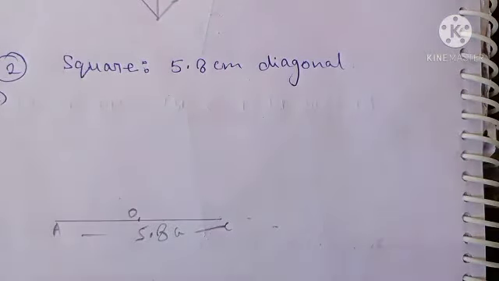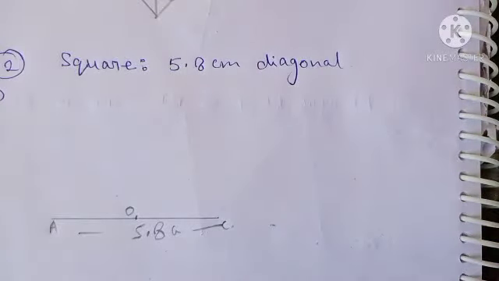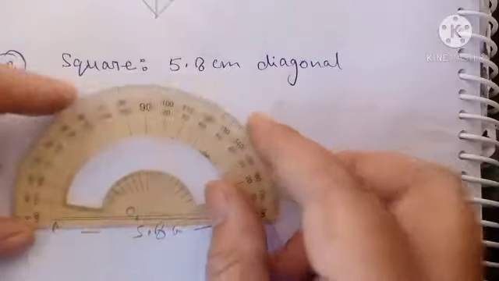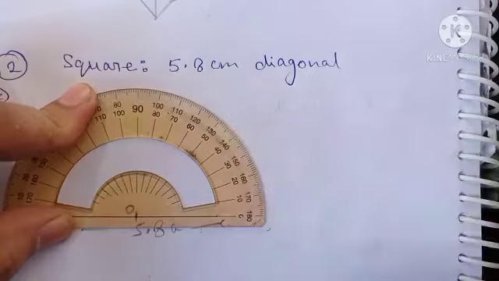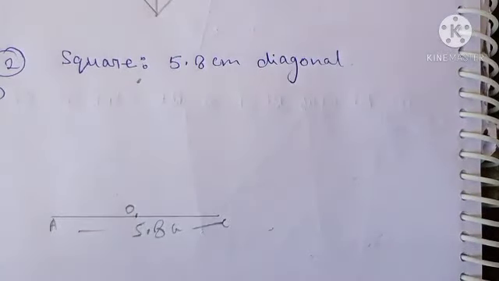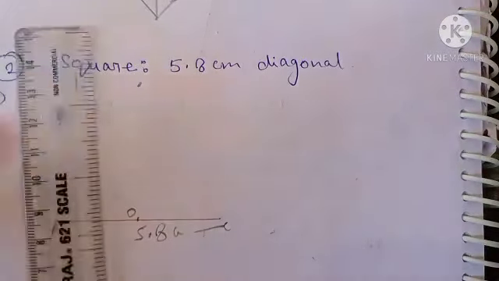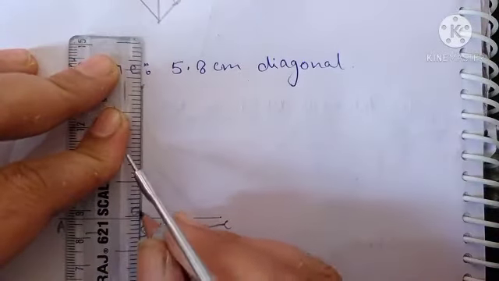We know very well the angle between two diagonals of a square is 90 degree. So we have to make 90 degree angle here. You know very well how we can make 90 degree angle. So this time I am using D for this. Here you can see this is 90 degree angle. So we will join O to this point and we will extend this line on other side too.